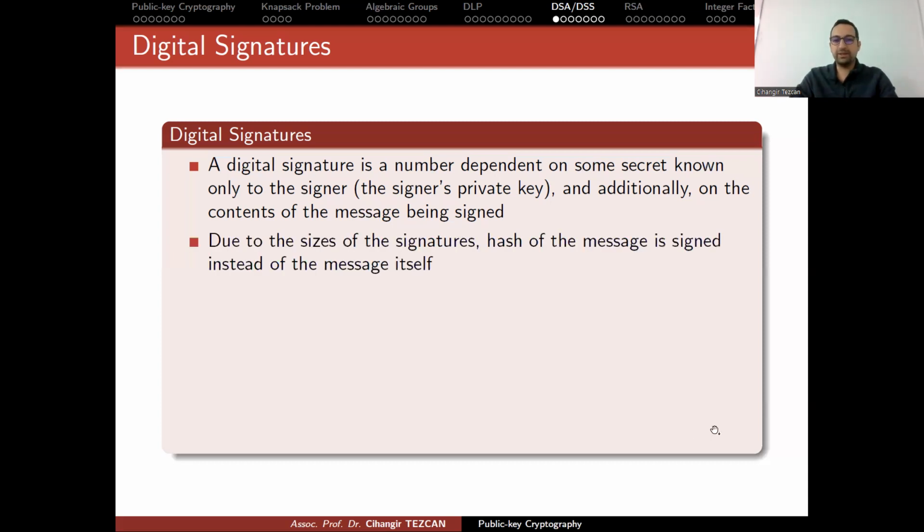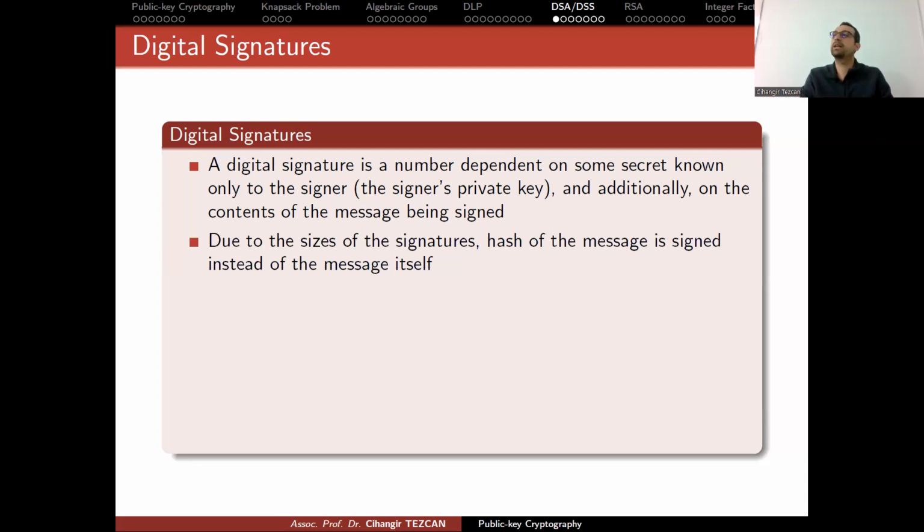Due to the size of the signatures, a hash of the message is signed instead of the message itself. This is very important. People think that you are signing the whole message, but think about, for instance, an NVIDIA display driver. Currently, it is hundreds of megabytes, sometimes gigabytes. So if you sign that driver, the result will be, again, hundreds of megabytes or gigabytes. So you cannot sign all of these things.